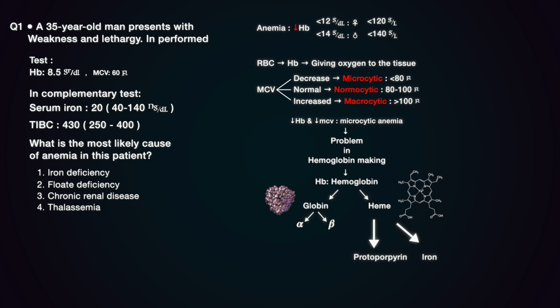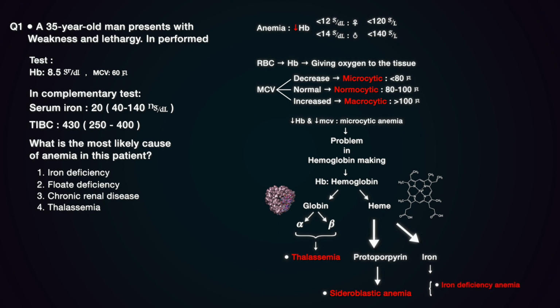So according to hemoglobin structure, if we have problem in making globin, it refers to thalassemia. If the problem relates to making protoporphyrin, this type of anemia is called sideroblastic anemia. And if it is related to iron shortage, it is called iron deficiency anemia.